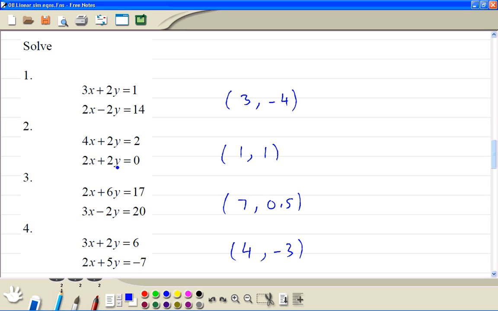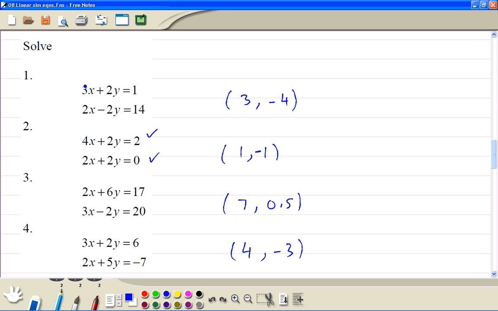So if this is x is 1, then y is 1, that should be 6 then. So this answer is incorrect. Should be minus 1 here. If this is minus 1, it works. 2 minus 2, so it works.